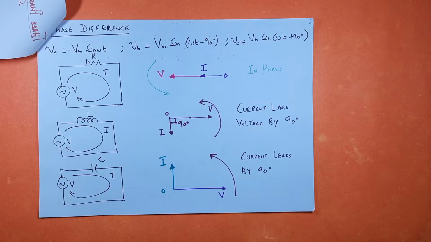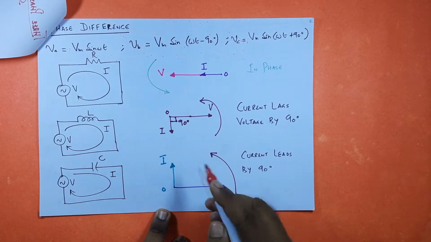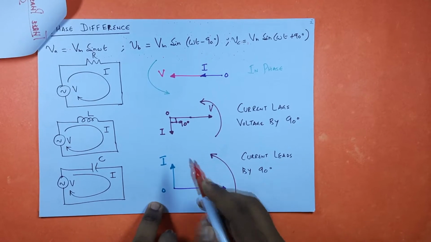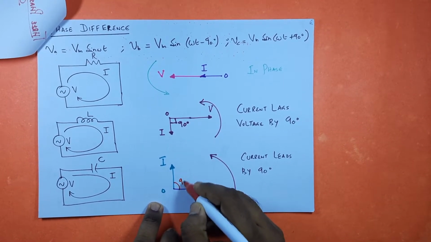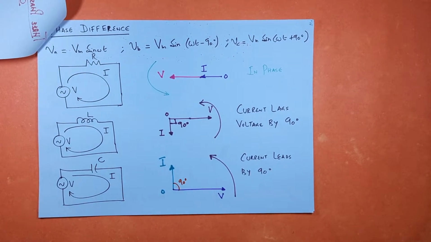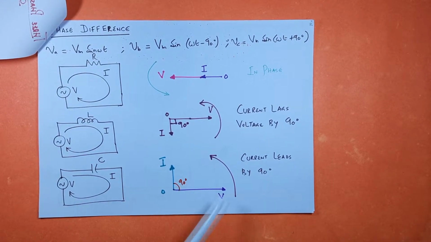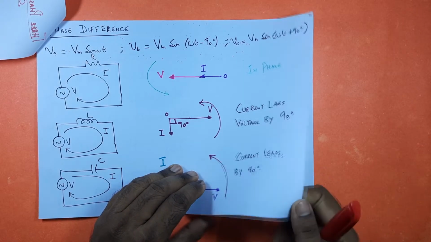And we have a capacitor. In a capacitor, the current leads the voltage by 90 degrees.